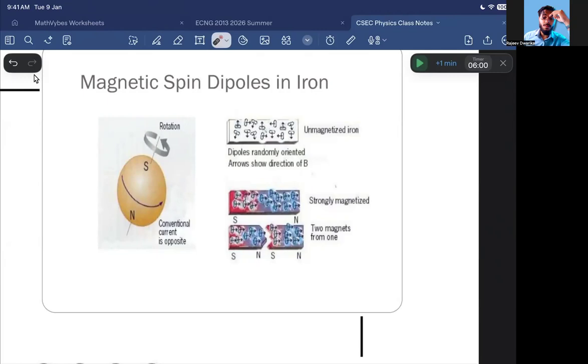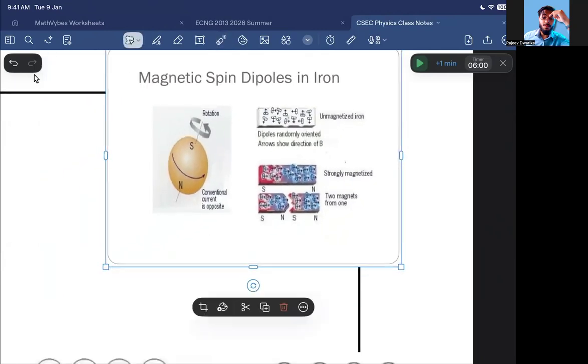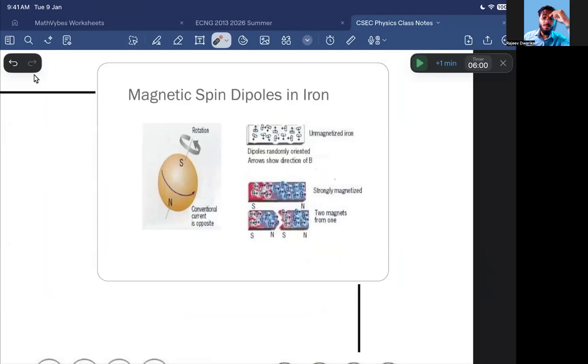Yeah, the dipoles align. But Jadon, if you remove the iron from the magnet, what happens to the dipoles? They will disorganize. Yeah, they go back disorganized, right? This is clearly beyond the syllabus, right? I'm just showing you some extra information. I feel like this makes it a bit easier to explain if you know the things behind the scenes.